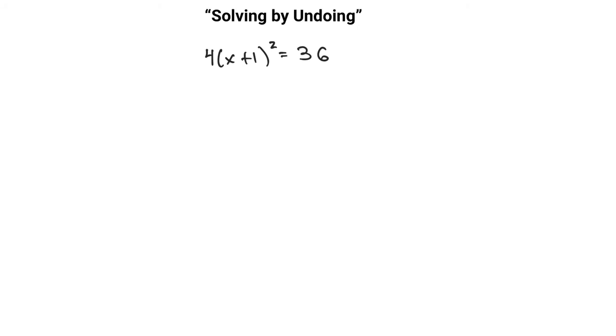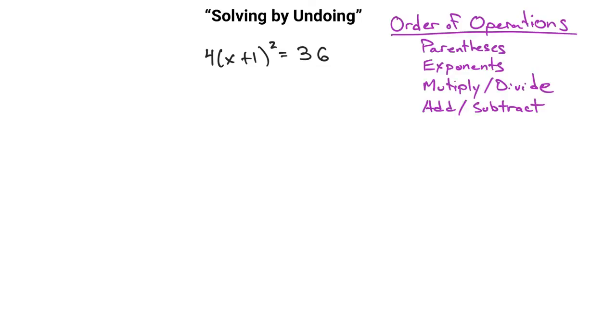The method of solving by undoing requires that you have a really strong understanding of your order of operations. So just a quick review. For any problem, when you're using your order of operations, you do the work inside the parentheses first, whatever that work might be. Then you take care of the exponent. Then you do the multiplication and division from left to right. And then you add or subtract from left to right.